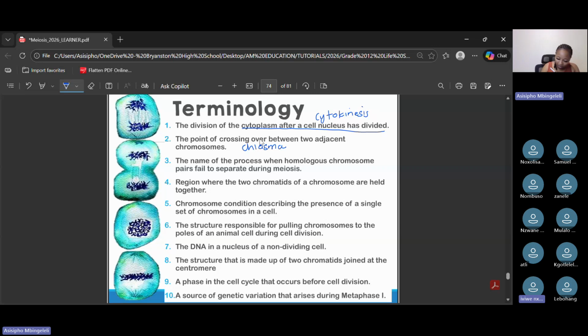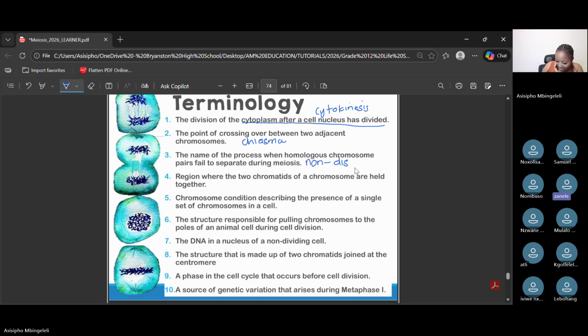Then number three, non-disjunction. Non-disjunction, phase one. Then number 4. Centromere. Number 4 is centromere. Thank you.